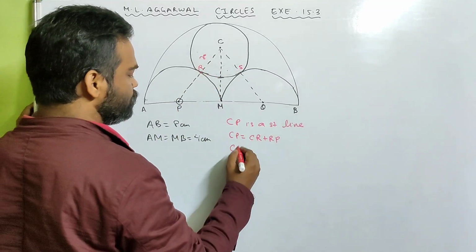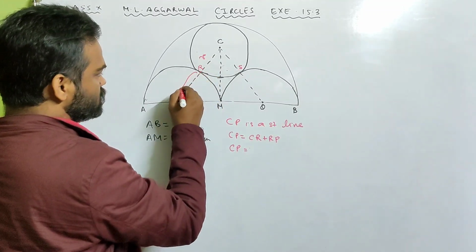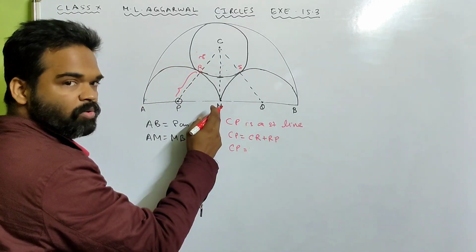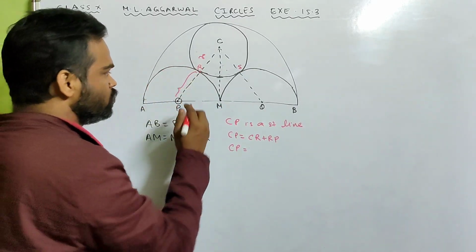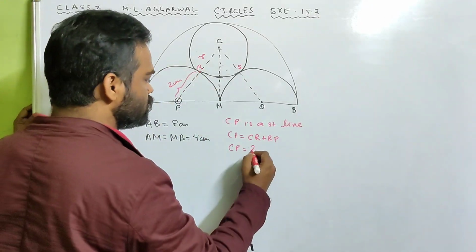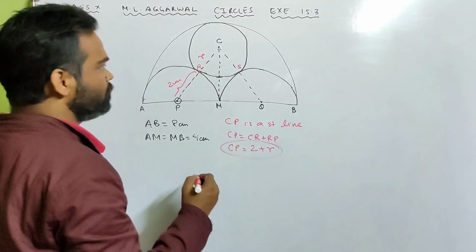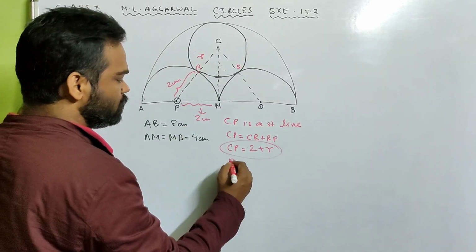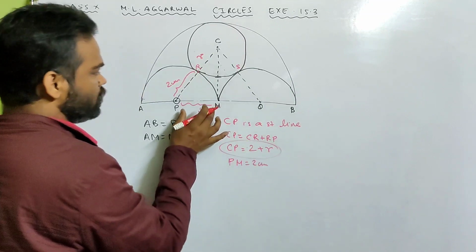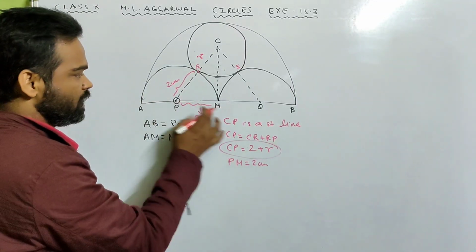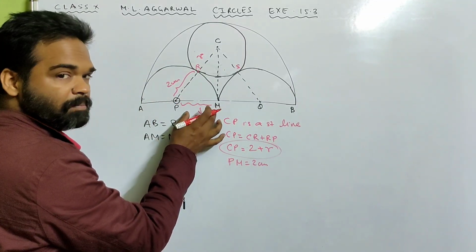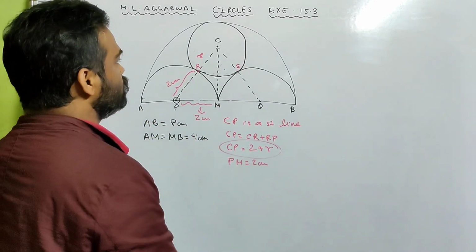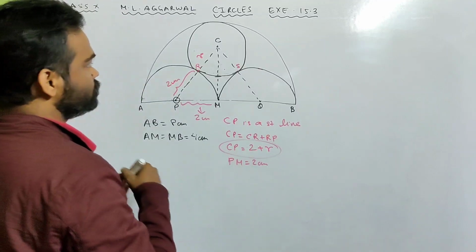So CP, CR. Now this is the radius for this semicircle. The diameter is 4. So what will be the radius? Radius is 2. So this is 2 centimeter. So 2 plus r. Done. Now PM, definitely 2 centimeter. No doubt in that, because that's the radius. If AM is the diameter, P is the center, then PM is the radius.